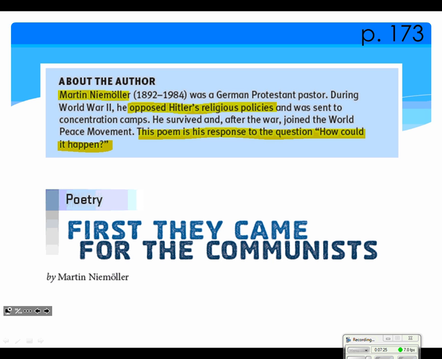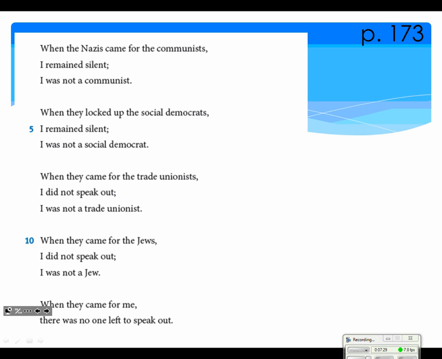So his poem is called First They Came for the Communists. It's a very simple piece. There's only 5 stanzas. It's one of those that kind of sticks with you, though, the way that it's worded. So I'm going to go ahead and read the piece aloud to you. You do not have to write in your text. There's nothing wrong with doing that. If you want to, you can. Okay, this is First They Came for the Communists by Martin Niemöller.